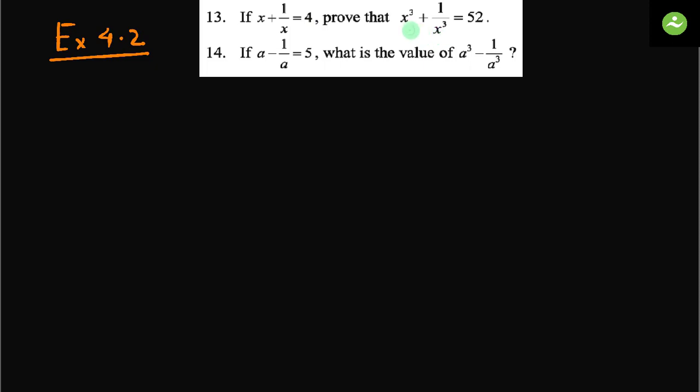So in this case, we always prove left hand side equals right hand side, and this left hand side looks like a cube plus b cube form, and we know the corollary: a cube plus b cube equals a plus b whole cube minus 3ab into a plus b. Okay, now the left hand side, question number 13.